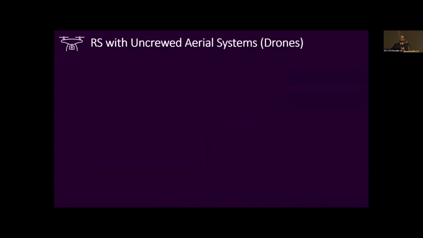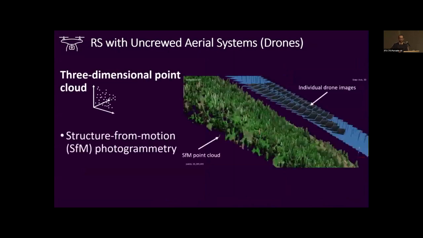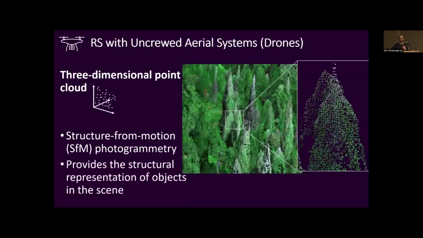Going more into the specifics, for this talk I want to talk about remote sensing with uncrewed aerial systems, or drones. An additional advantage with drones is the possibility of collecting three-dimensional point cloud data using techniques such as structure from motion photogrammetry, where the individual drone images, as shown on the figure on the right, on the top portion, can be used to reconstruct a three-dimensional point cloud. The three-dimensional point cloud provides a structural representation of objects in the scene. And here you can see the structure of a tree, which I'm studying.